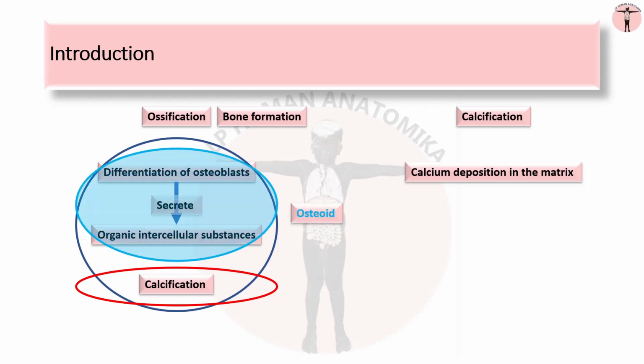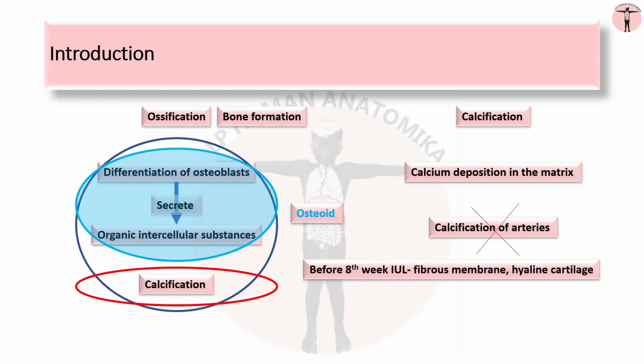Apart from bone, calcium salts may be deposited in some other tissues like arteries, for example. While calcification in bony tissue is normal, calcified arterial wall is abnormal. Before the 8th week of intrauterine life, the human embryonic skeleton is made of fibrous membranes and hyaline cartilage. After the 8th week of intrauterine life, bone tissue begins to replace the fibrous membranes and hyaline cartilage.